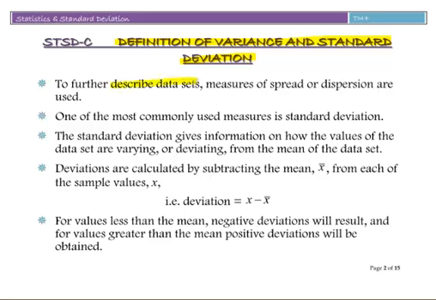Now, to further describe data sets, measures of spread or dispersion are used. One of the most commonly used measures is standard deviation. The standard deviation gives more information on how the values of the data set are varying or deviating from the mean of the data set. Deviations are calculated by subtracting the mean from each of the sample values. So you can see that there. For values less than the mean, you'll get negative deviations, and for values greater than the mean, you'll get positive deviations.